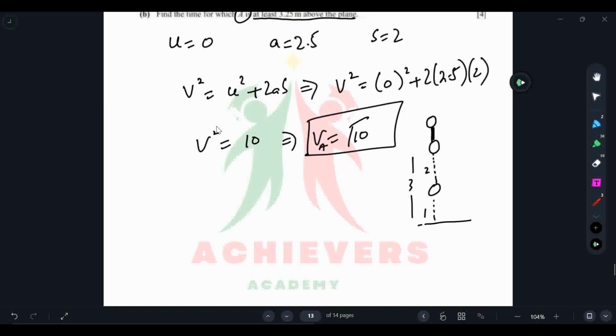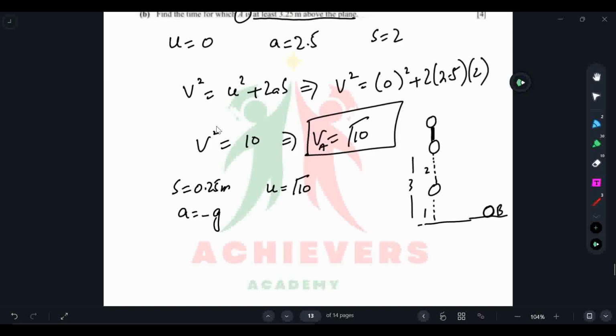Now how can we calculate? We know that this distance is 0.25 meters, and for this phase the initial velocity will be square root of 10. The acceleration will be: because particle B is now not moving, it is at rest, it is moving just because of gravity, against gravity. So a will be equal to minus g.